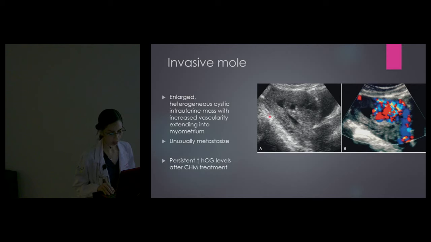This is a sagittal sonogram that shows an enlarged uterus with a complex anterior myometrial mass, and in the right image, we can see a color Doppler ultrasound that shows a florid color mosaic pattern in the anterior myometrial tumor.